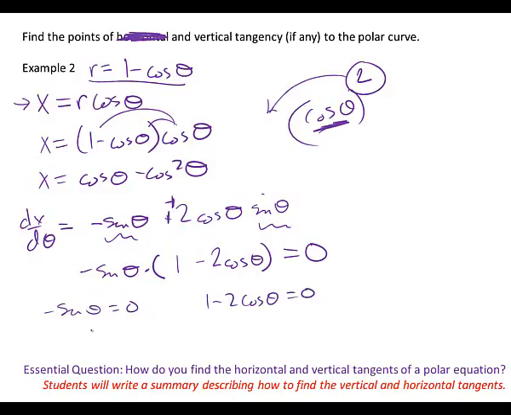Are we finding the little Uzi Vert? What? I was just asking for finding the vertical. Yeah, we're just going to find the vertical tangent.